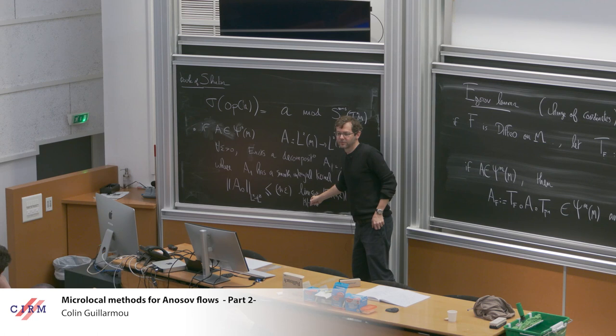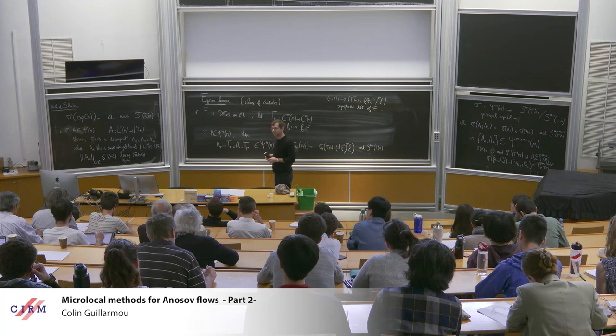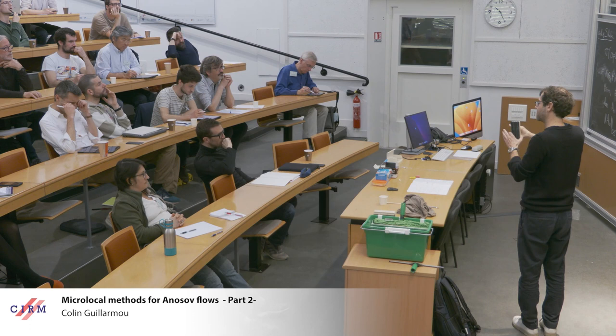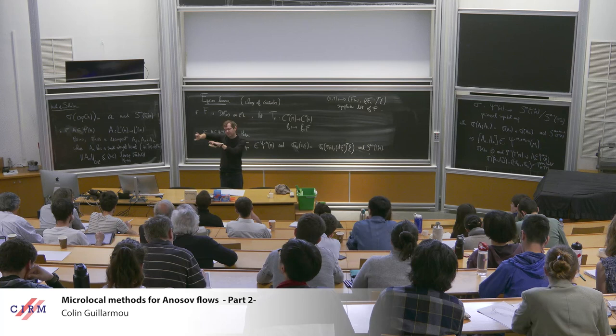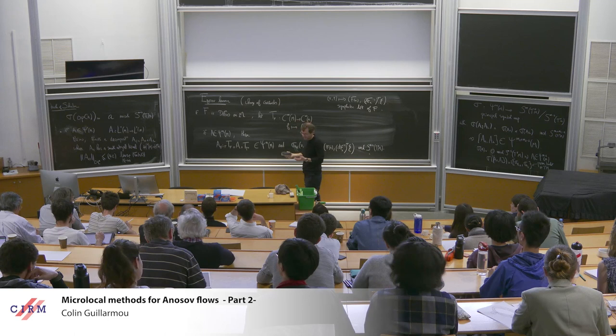Can I take A0 to be Op of that? Yes, yes. A0 is just Op of A multiplied by 1 minus chi, where chi is a function which is 1 on a very big set of T star M. So it's localized very close to the infinity of T star M. That's the idea. I mean, that's how you prove it, actually.